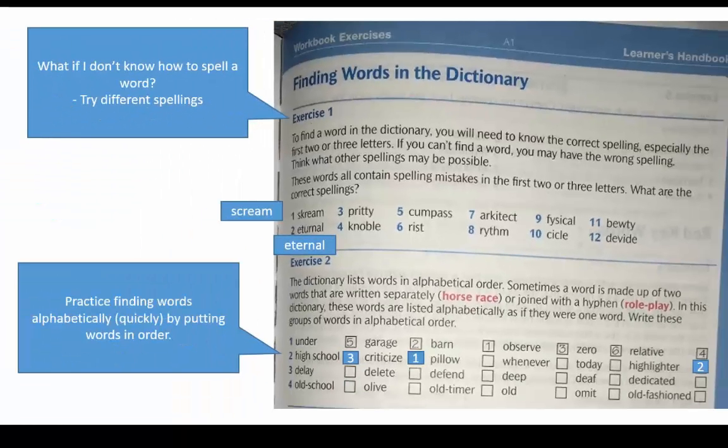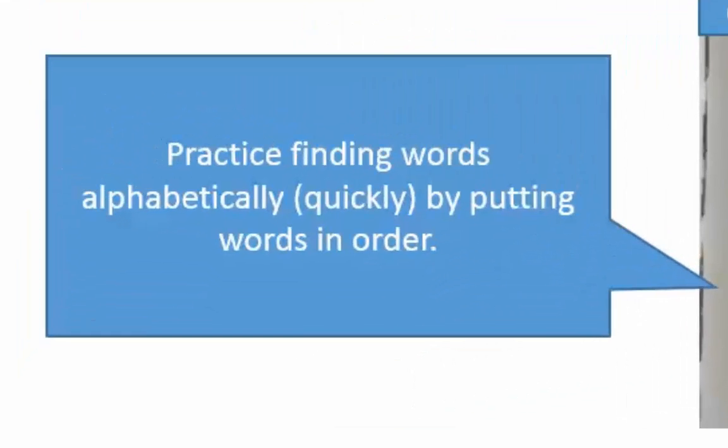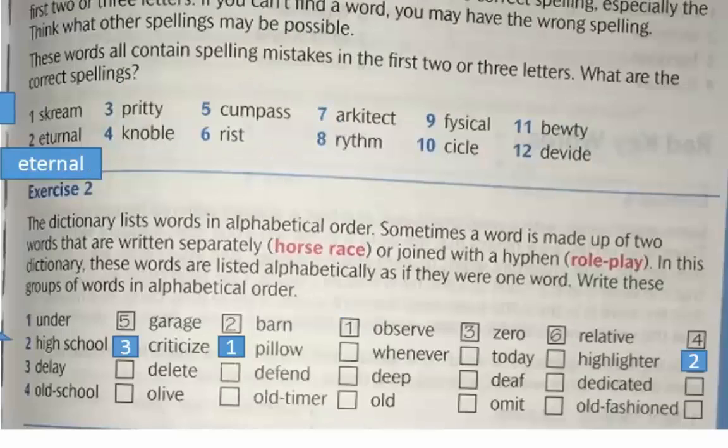Okay, the next exercise is talking about alphabetical order. And this is just a kind of quick practice to figure out where the words in the dictionary would be. The first one is done for you. You see barn would come first, garage would be next, observe would be after that, relative would be fourth, under is fifth, and then zero is the last word. So remember to follow that kind of alphabetical order, A, B, C, D.